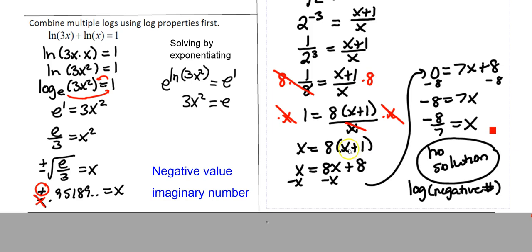And then all I have to do is finish solving. And I actually kind of went the long way about finishing solving this, but anyway, get all the x's on one side and everything else on the other, and you end up with negative 8/7 for x.